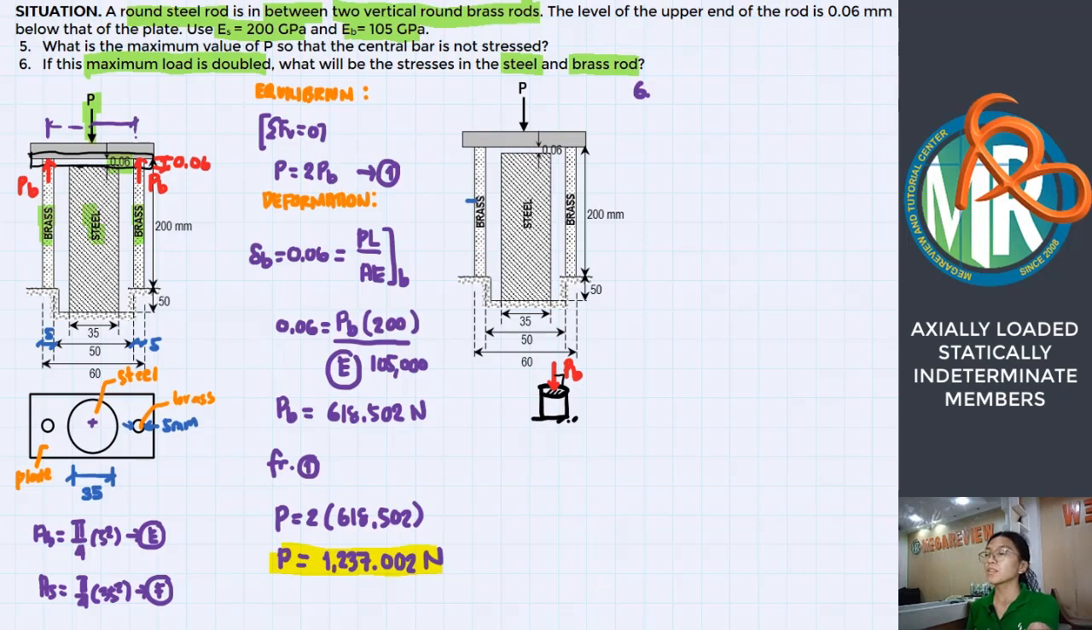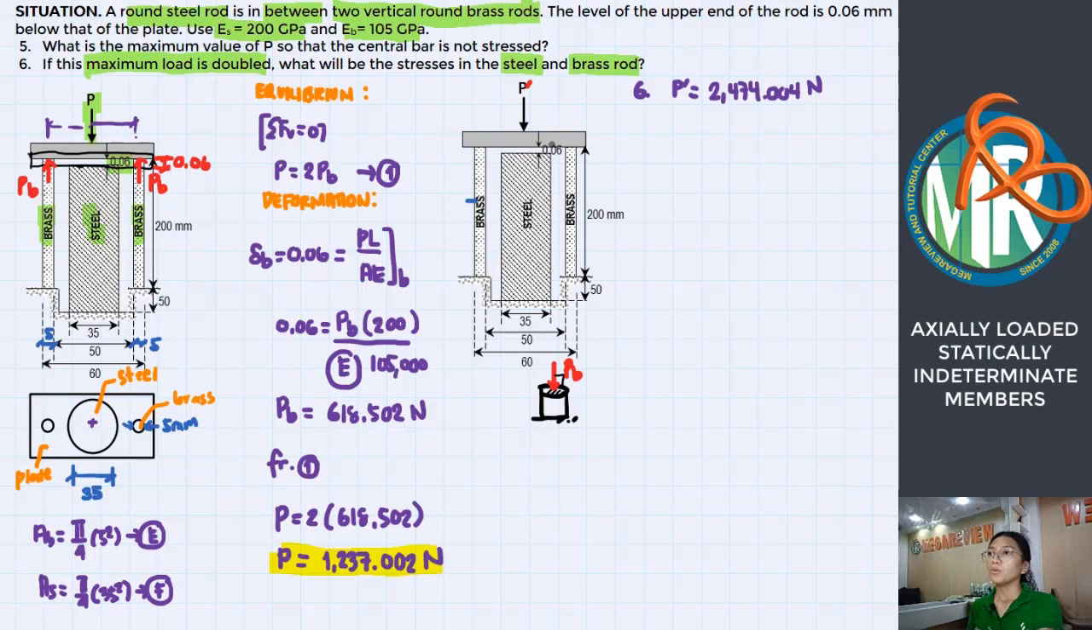So for number 6, tawagin natin yung bagong load P natin as P prime. Okay? So yung bagong load na to, yung value niyan would be twice yung nakuha mo ditong maximum value of P such that hindi na stress yung steel mo. So this would be 2,474.004 Newton. So bali yan yung bagong load na i-a-apply mo sa plate mo.